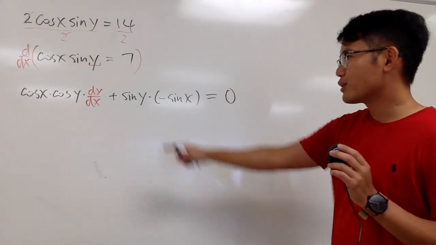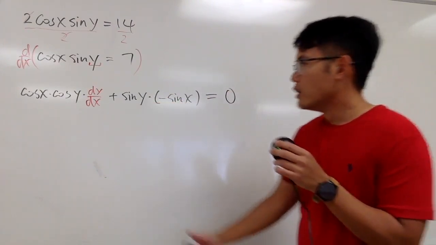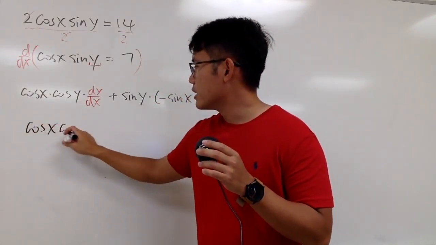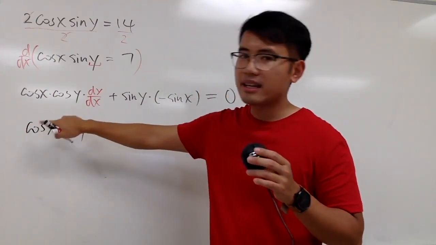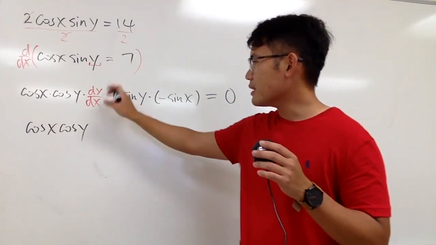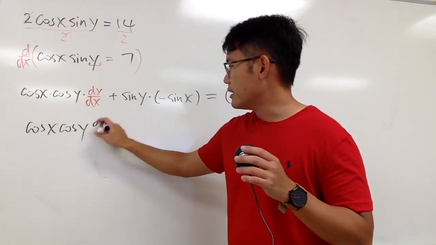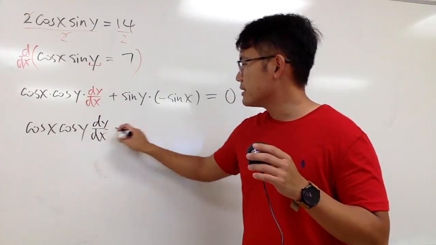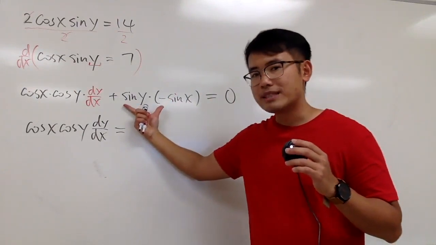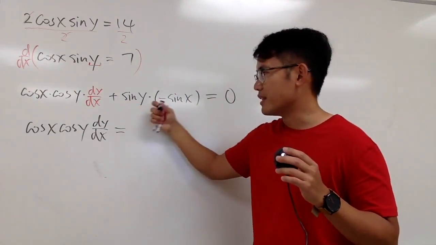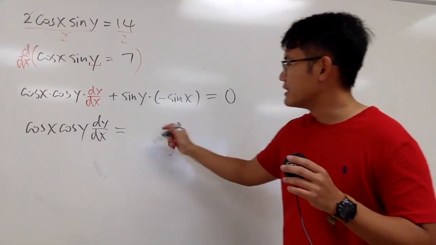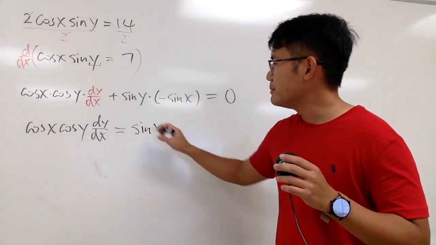And now we are just going to isolate the dy dx. We have this on the left-hand side. Let's go ahead and write this down. Cosine x, cosine y. I cannot combine anything because they have two different inputs. I'm not going to combine them either. So I'll just write this down, and then this is the dy dx. I am going to move this to the other side. This was originally negative because we have the negative right here. Move to the other side, it becomes positive. And we will have sine x times sine y.